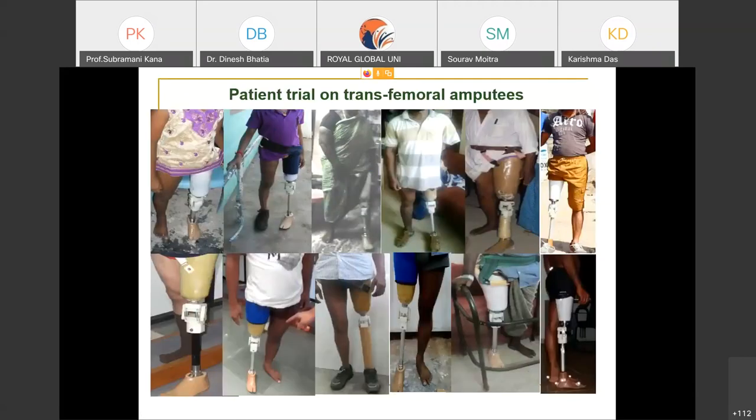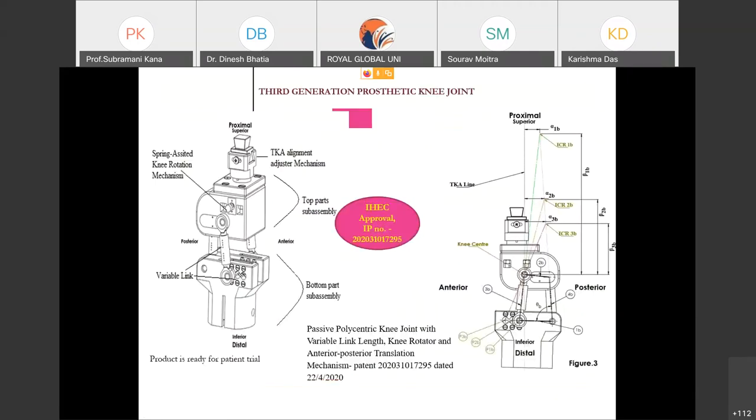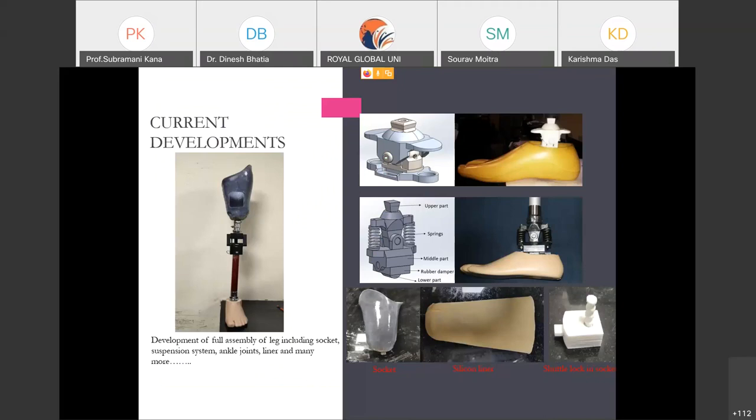The advantage is that this one can have a knee flexion up to 120, so he is able to sit. And he can have a knee deflection, he can bend his knee up to 135 degrees so that he can use an Indian toilet. And the third one, right now, we have manufactured it and it is waiting for a patient trial. Here we have added three more features: the TKA alignment, the knee rotating option, and the changing of the linkage. As the system works on a four bar mechanism, we have given provision for adjusting the vertical link and the horizontal link mechanism. Okay, and in addition, we are also working on the dynamic ankle foot. Earlier, during patient trials, we were using a SACH foot only.